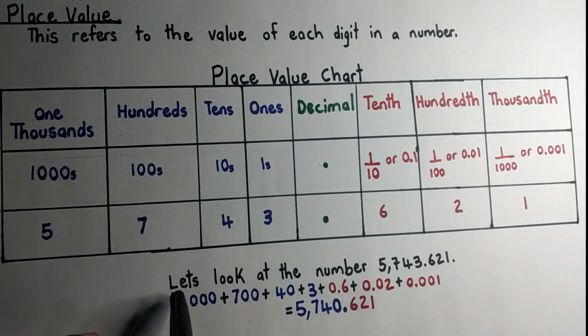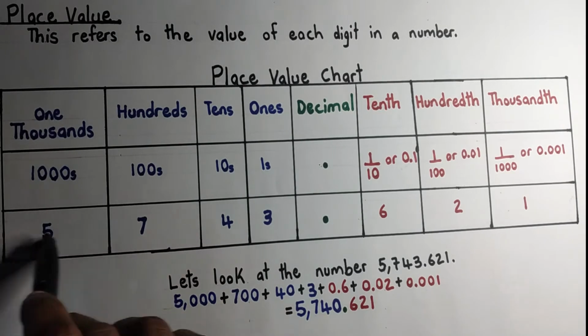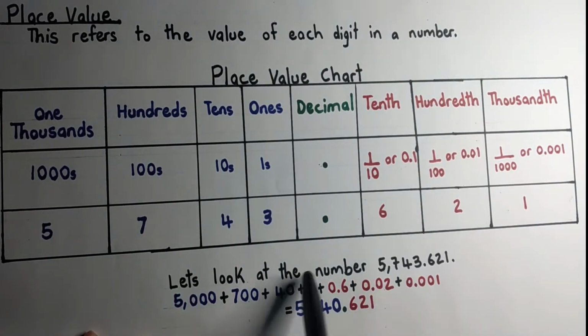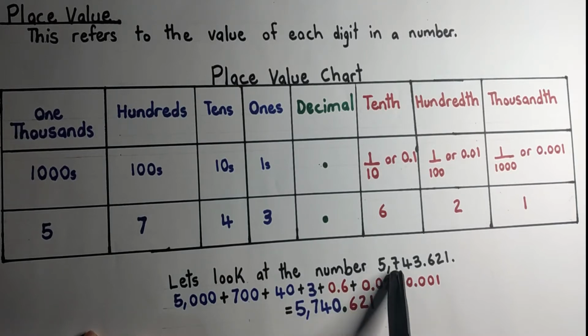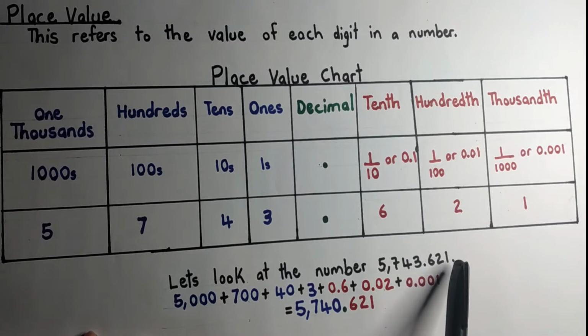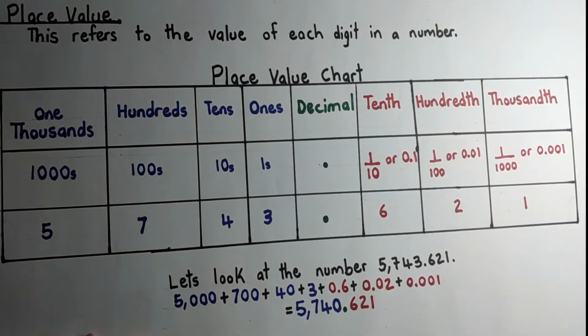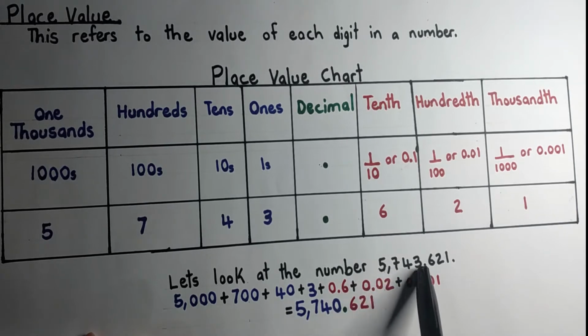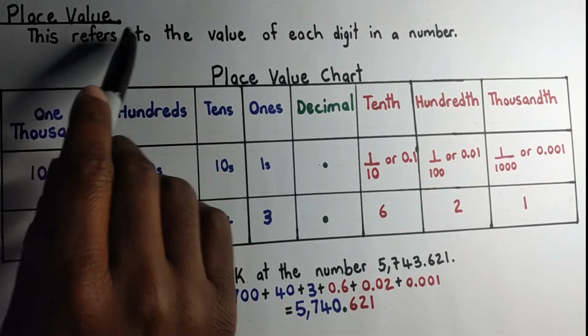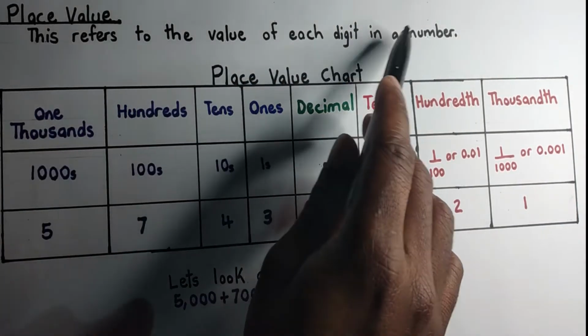Now, I wanted to look at this number first. Before we look at this part of it, I wanted to pay attention to this number. Now, this number reads as 5,743.621. Now, we can actually represent each digit in this number. So remember the definition. Place value refers to the value of each digit in a number.